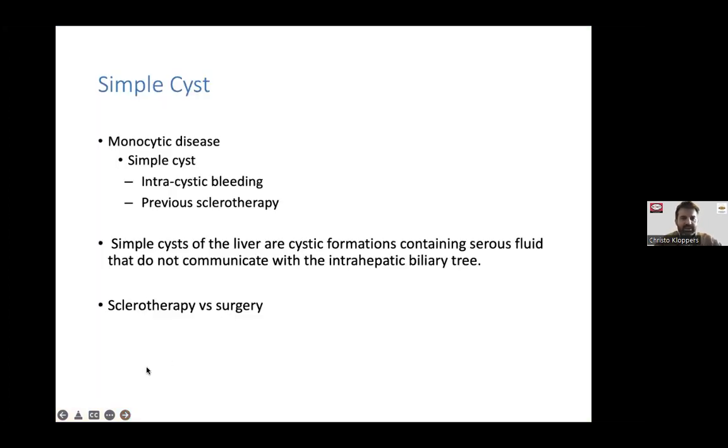Okay, so let's start with simple cysts. I don't think there's too much to say, but we can talk about it. Simple cysts of the liver are cystic formations containing serous fluid, and they should not or cannot communicate with the intrahepatic biliary tree. They appear simple macroscopically and on imaging, unless there was intracystic bleeding, which could happen, or previous sclerotherapy. That brings us to the treatment of them.